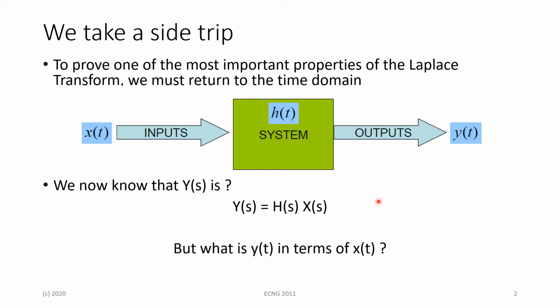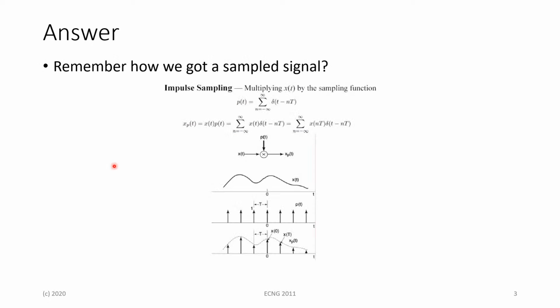But for now, let's observe how we obtain y of t in terms of x of t with respect to this block diagram. We need to recall how we obtained a sample signal. We had our impulse train, which is p of t, and this impulse train is multiplied by our x of t signal, our input continuous time signal, to produce our xp of t signal, which will be our sample signal.